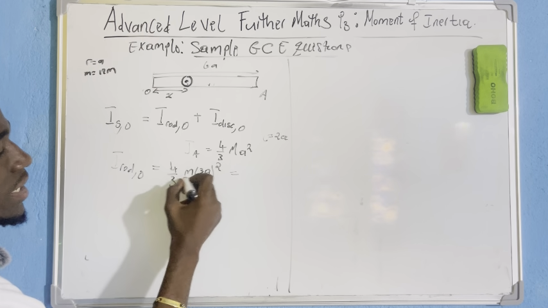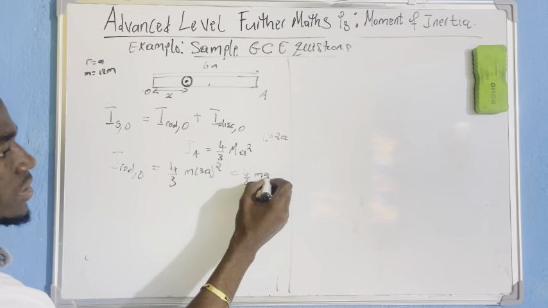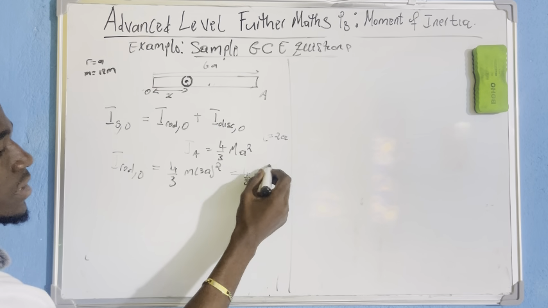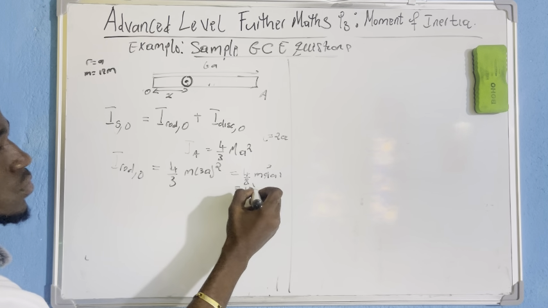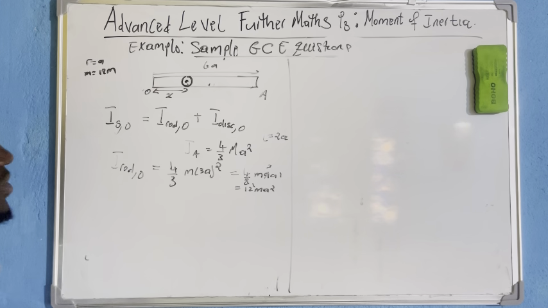And then the answer will be what? I'll have a 9 here, 3. I'll have 4 all over 3, M 9a square. 3 can go 1 time, 3 can go 3 times. 4 times 3 is how many? 12 Ma square. So that is the moment of inertia of the rod about O.